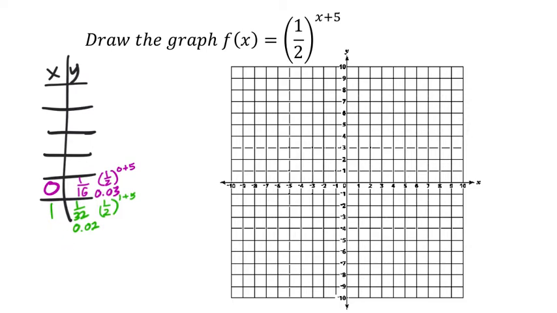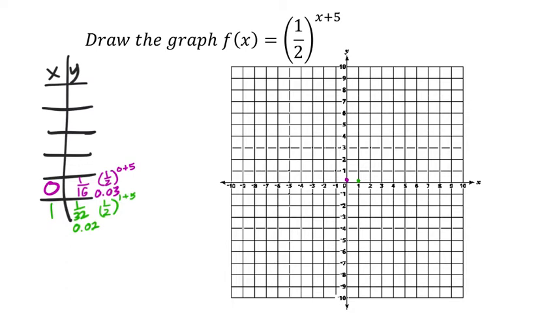Can I put these values on the graph? Sure, I can. 0 and 1/16, it's still pretty close to 0. And then 1 and 1/32. Again, it's just a little bit closer to 0. And those 2 points that I put on there, the purple and the green one, that may not be obvious that it is getting closer to 0, but it is.